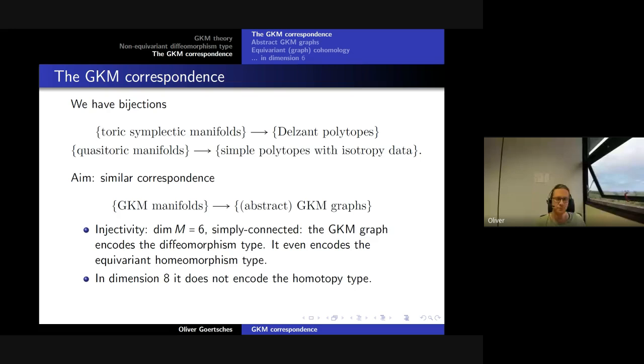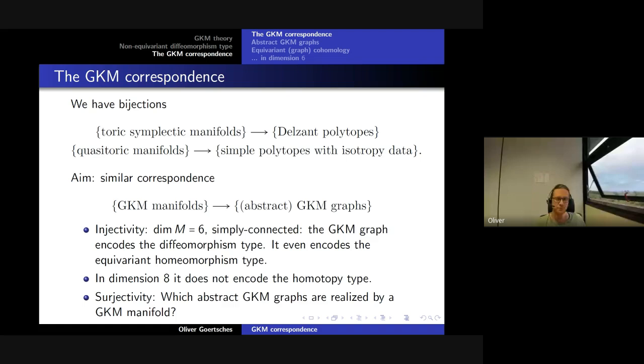So still, in higher dimensions, GKM theory can be useful because this graph encodes a lot of information. Before I said it encodes the cohomology ring, the equivariant cohomology ring, and all the characteristic classes are in there, but it does not really encode the homotopy type of the manifold anymore. So this is where its power ends.